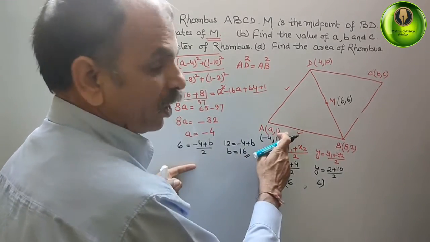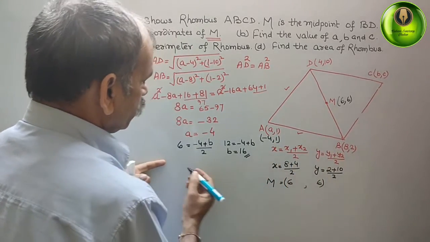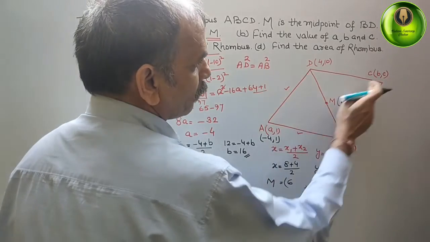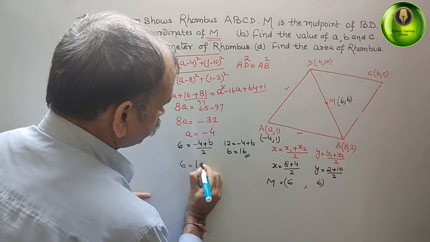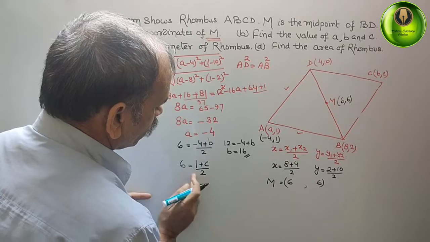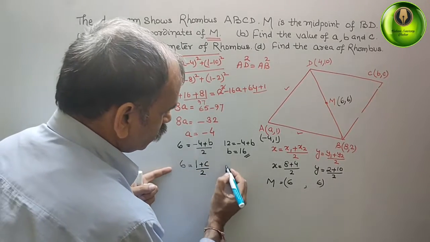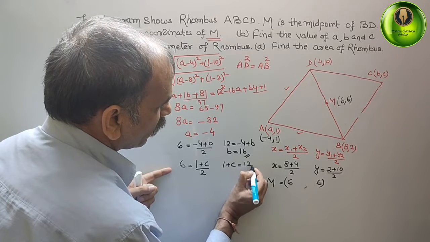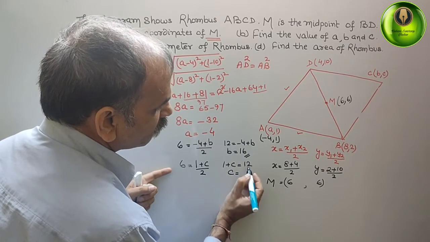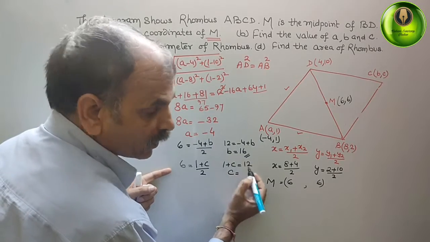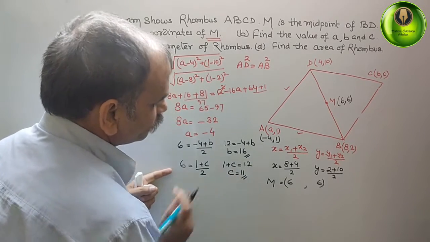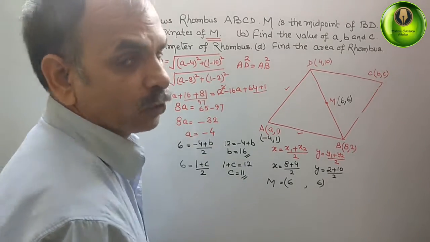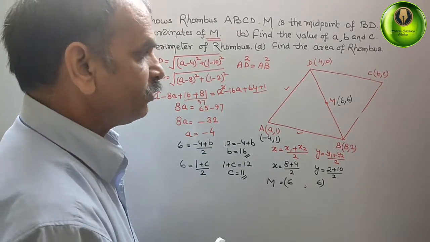Go for y now, this one. So what will it be? 6 is equal to (1 plus c) by 2. Cross multiply it, you will get what? 1 plus c is equal to 12. So therefore c is equal to 12 minus 1, that is 11. So B is 16, C is 11, A is minus 4. Like this we have to do it.